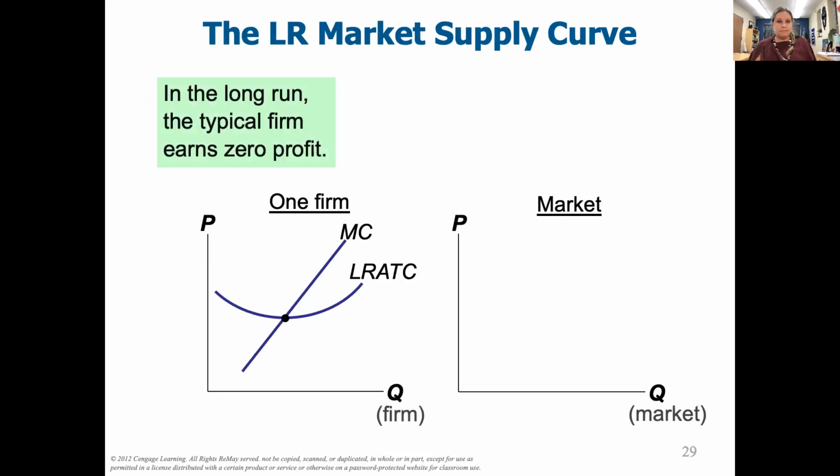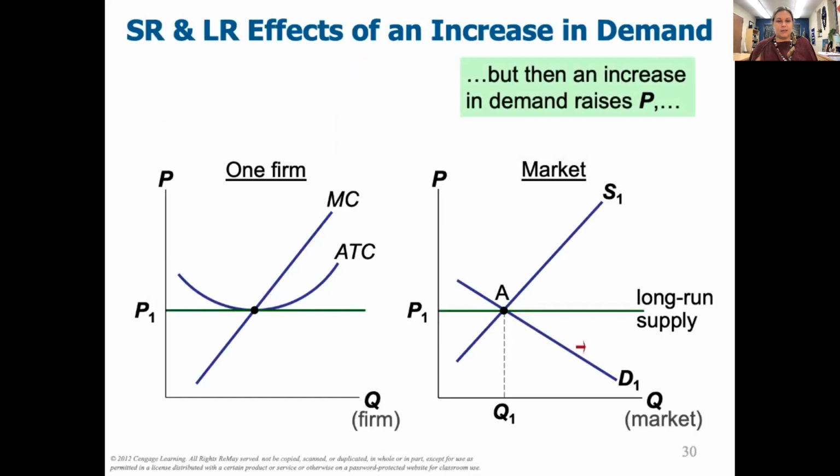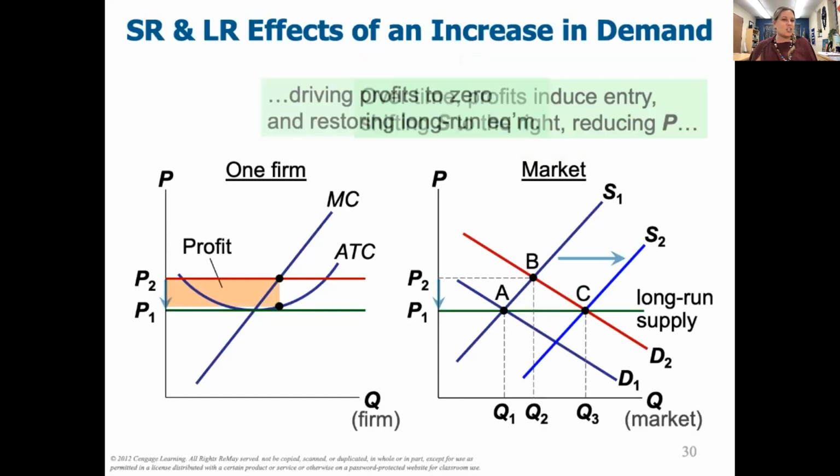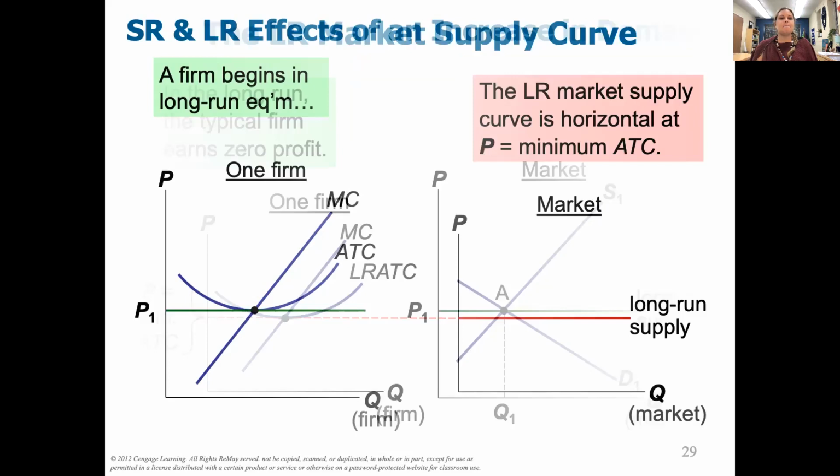So in the long run, we have a horizontal long run supply curve. I actually don't care about this so much. This is where I want to be. Sorry about that. I clicked one too many times.